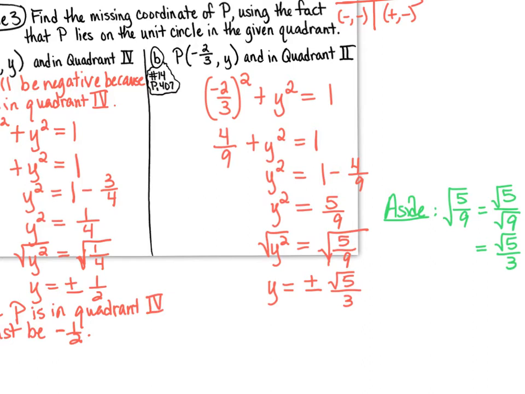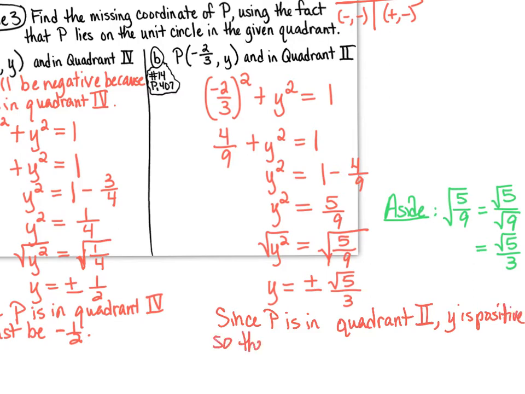But for our problem, we know that the point lies in quadrant 2. So what does that mean? Y has to be positive. Good. So since P is in quadrant 2, that means y is positive. So the point is P of negative 2/3, comma, square root 5/3.